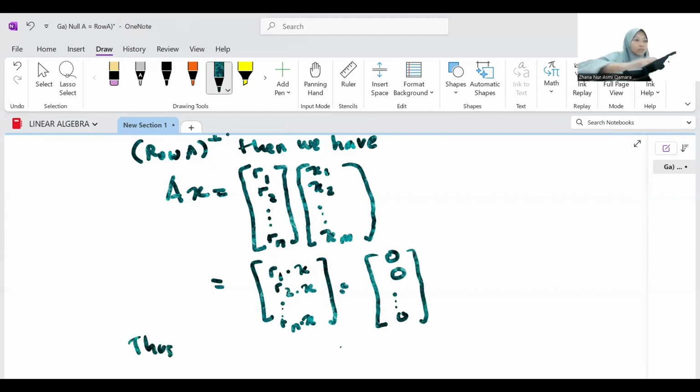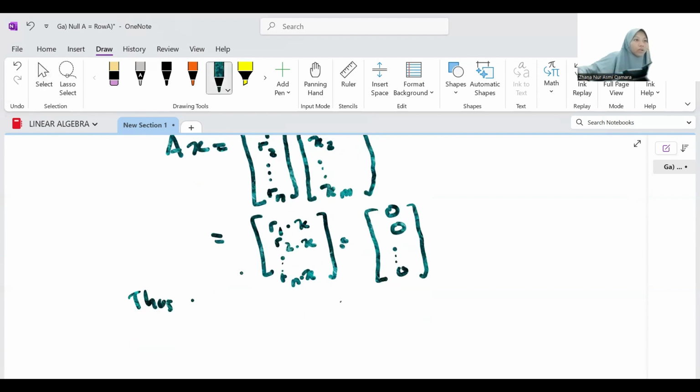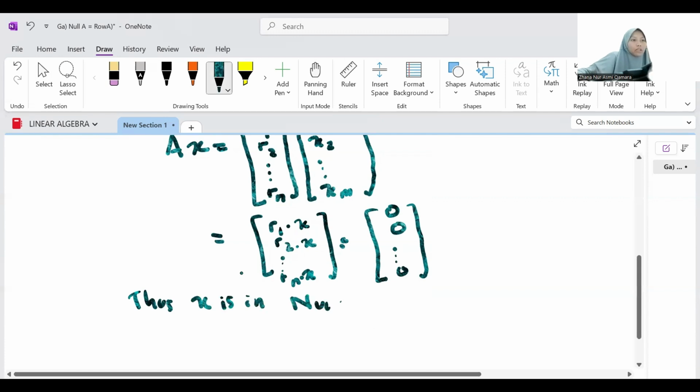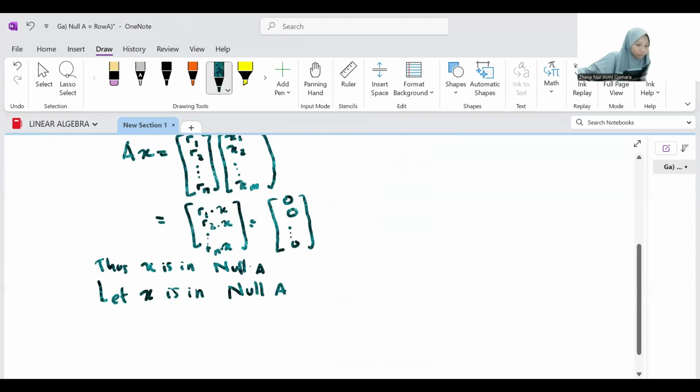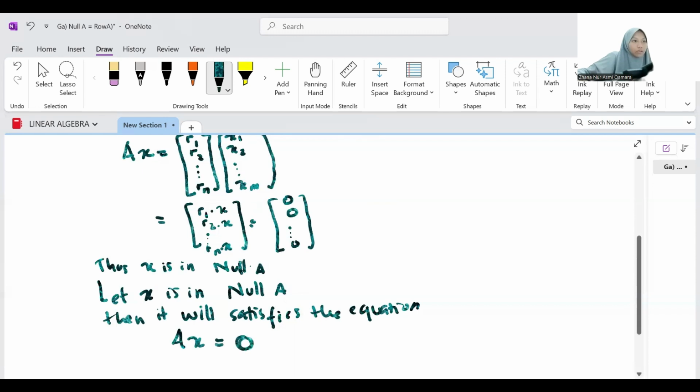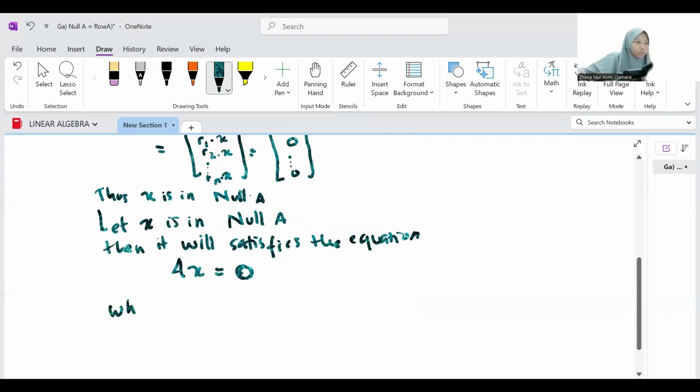Thus, we can say that x is in the null space of A. And then let x be in the null space of A. Then it satisfies the equation Ax equals the zero vector, which means x is in the orthogonal complement to the row space of A.